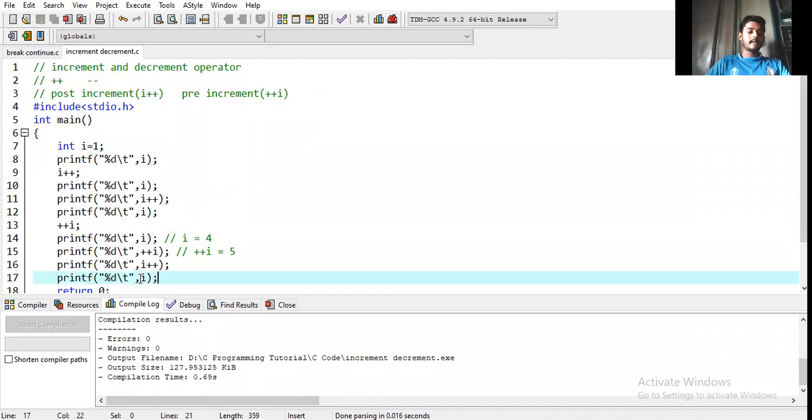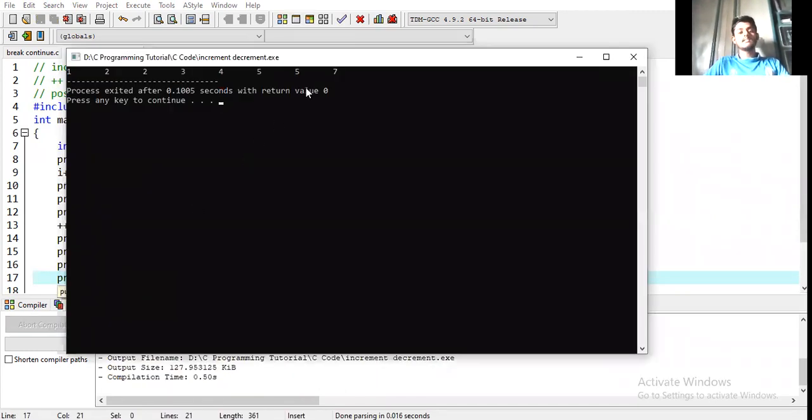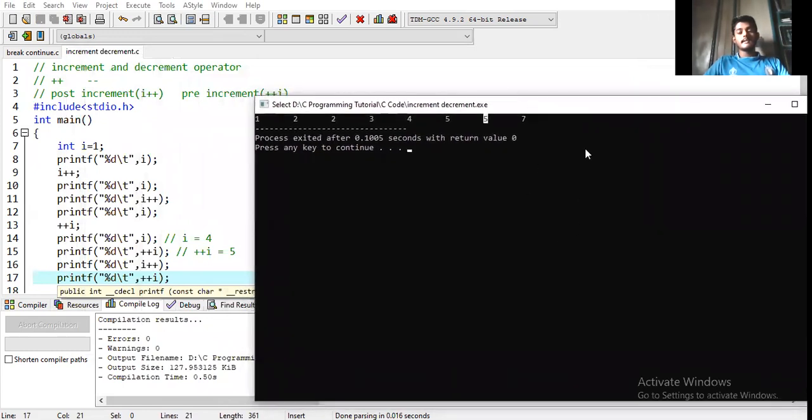Okay, and now if instead of I we print ++I, then it will print 7. Because here 5 is printed, and as we used the post-increment operator here, that's why 5 is first printed, then I will be incremented by 1. That means I is equal to 6, and after that we have used the pre-increment operator. That means I will be first incremented by 1. So as I is 6, it will be incremented by 1, then I will become 7, and that's why 7 is printed.